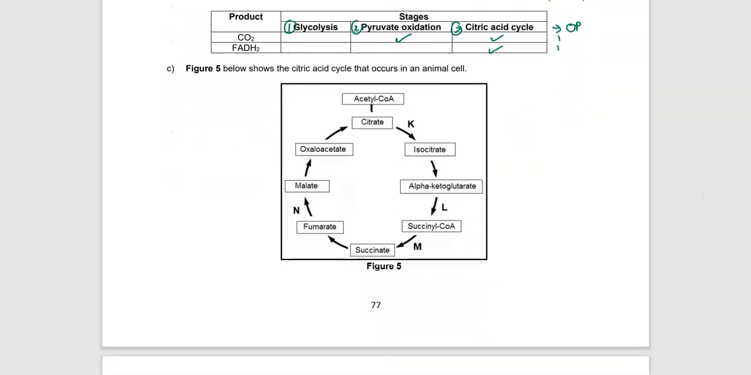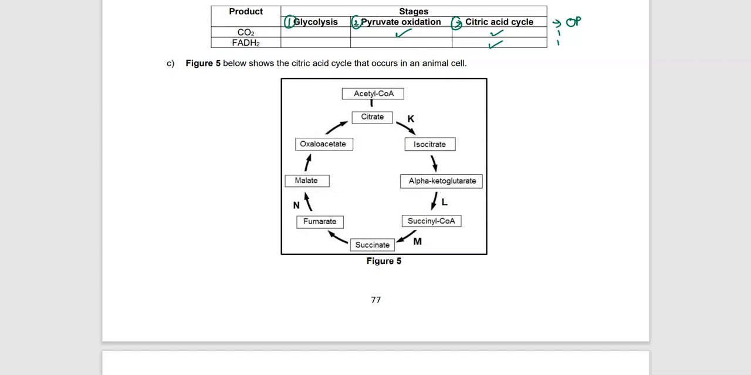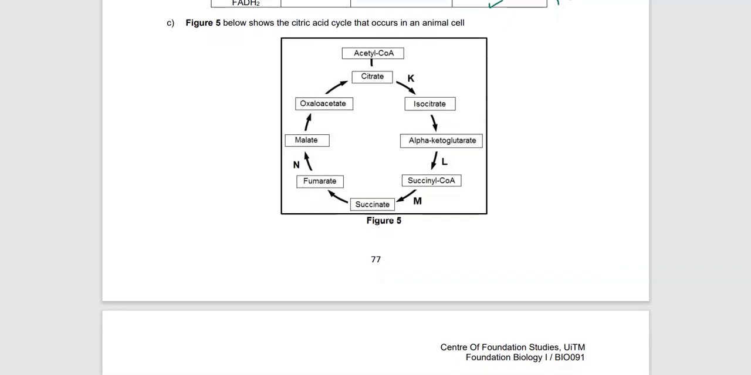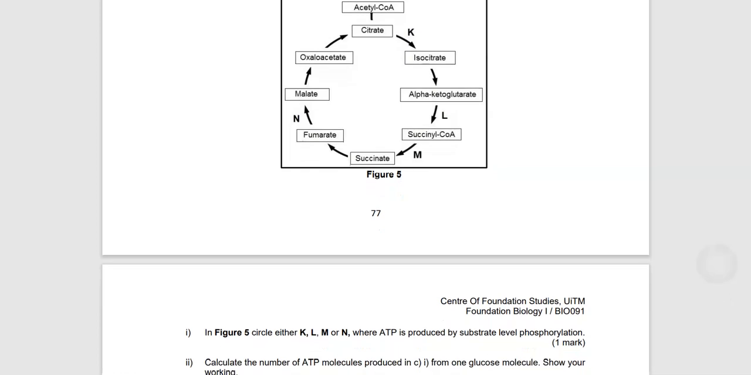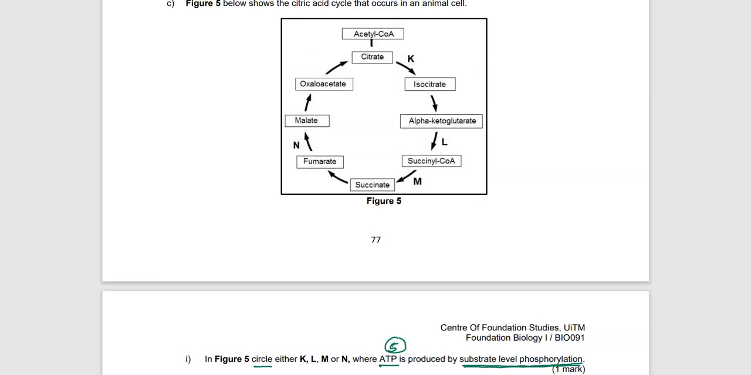Okay, so question C. Figure 5 shows the citric acid cycle that occurs in animal cells. In figure 5, circle either K, L, M or N where ATP is produced by substrate level phosphorylation. Basically for the citric acid cycle, you have to remember that ATP produced via substrate level phosphorylation during the Krebs cycle occurs at step 5. So let's count the steps.